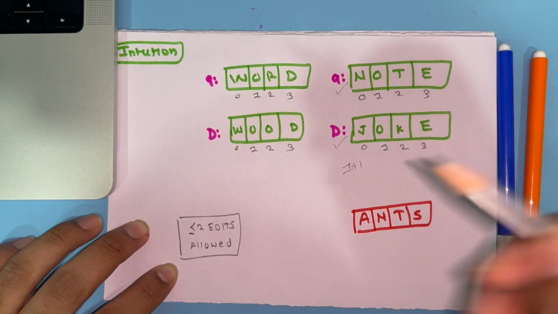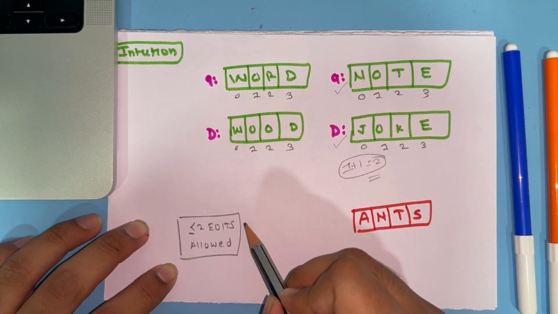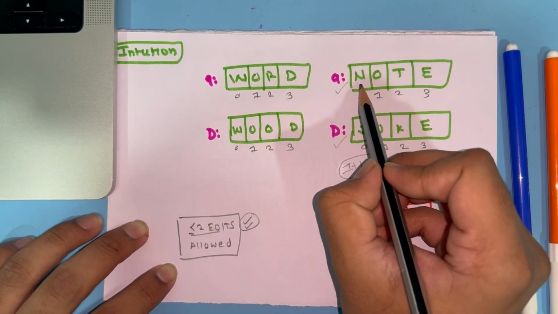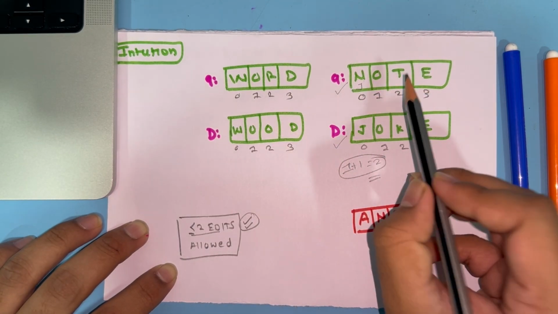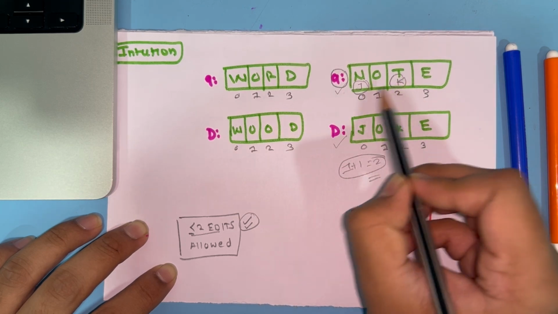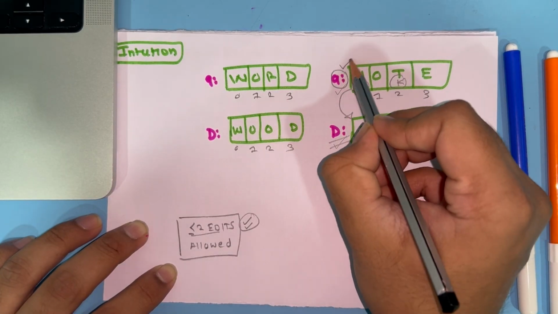E and E, they are equal. So here we got two mismatches. Now we are allowed to do two edits, less than or equal to two edits. So consider N can be changed to J and T can be changed to K. Now this query element with two edits can be converted into an element in the dictionary. So this is an allowed answer.